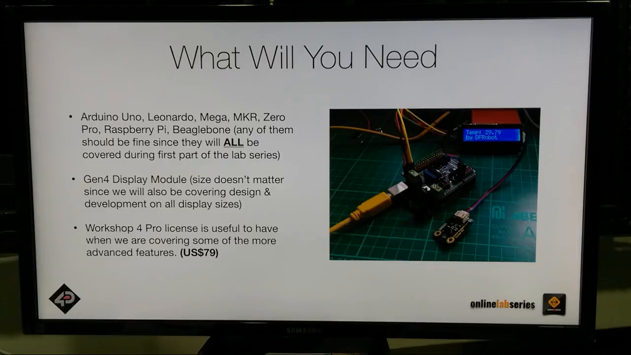Okay, so we're going to talk about what you will need if you want to follow along with the lab series. Alright, so this is just a guideline. You don't have to follow it exactly, but this is what I would suggest for getting started.